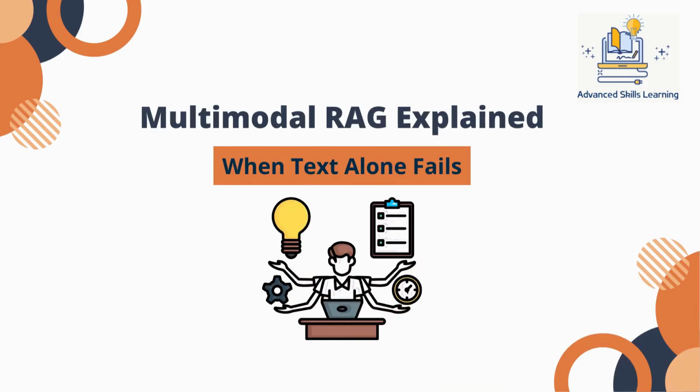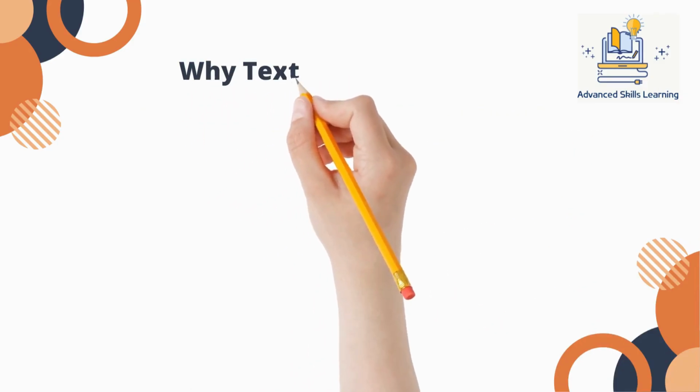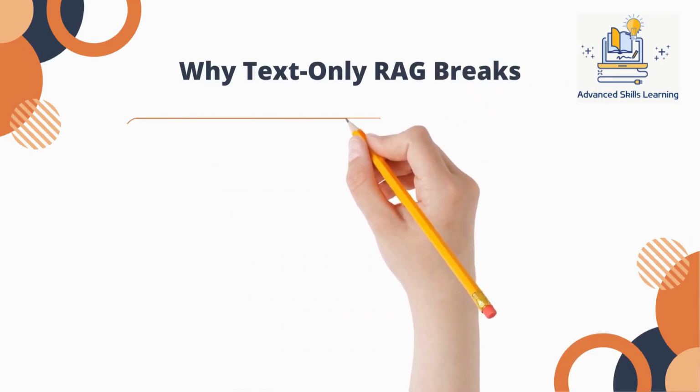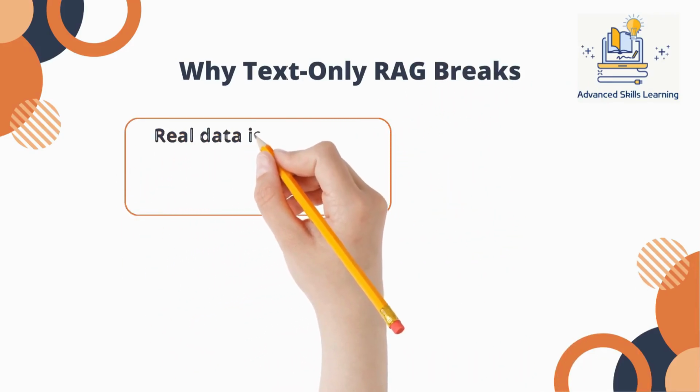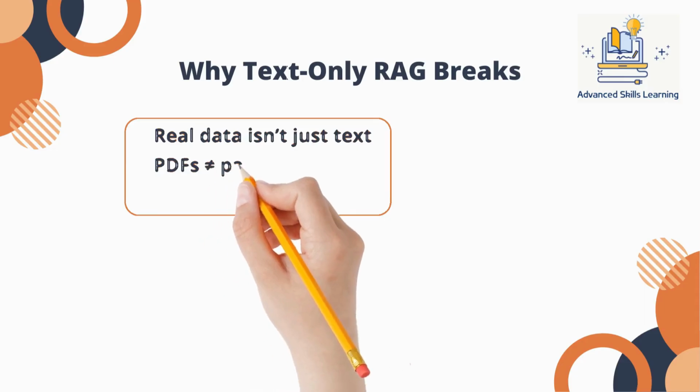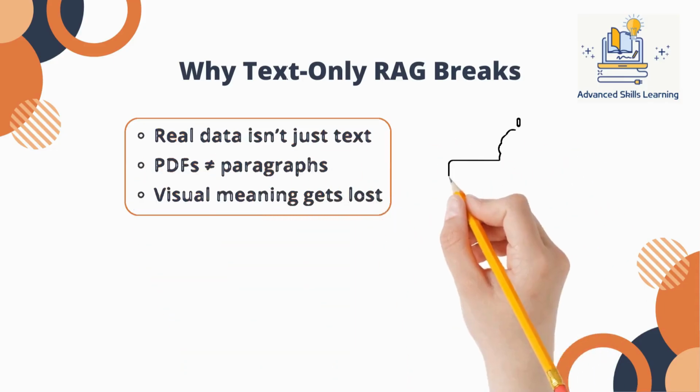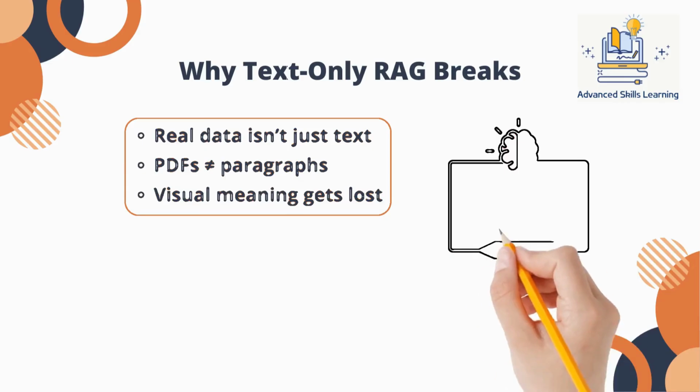When these visual signals are lost, retrieval may return technically relevant text while missing the actual answer. The LLM then compensates by inferring relationships that were never retrieved. This is why users experience answers that sound reasonable but fail basic verification. That is why text-only RAG breaks.